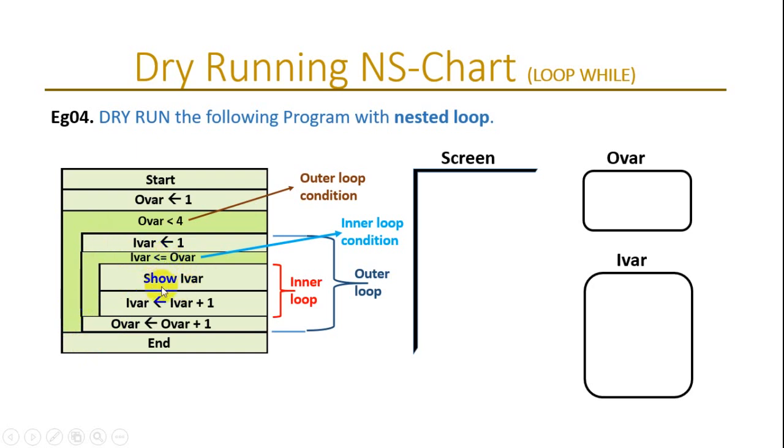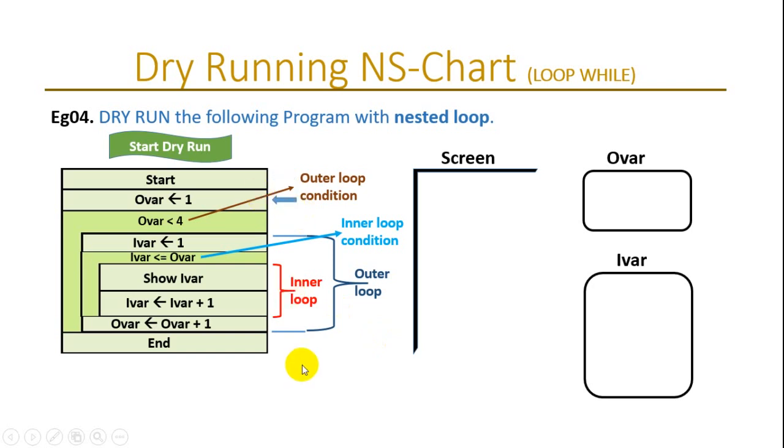If you put another inner loop inside this IVAR loop also, that should end inside the inner loop of this one. It should start and end within this area. So every nesting should go like that. Okay, so let's dry run this and see how this works.